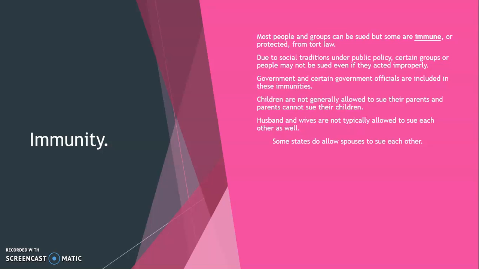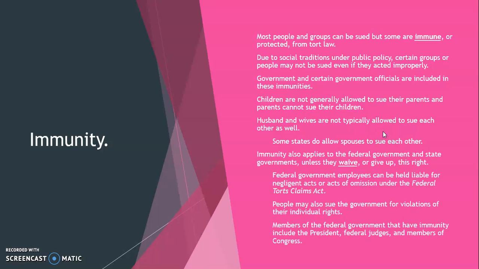Children are generally not allowed to sue their parents, and parents cannot sue their children. Husbands and wives are not typically allowed to sue each other as well, although some states do allow spouses to sue each other. Immunity also applies to the federal government and state governments unless they waive or give up this right.